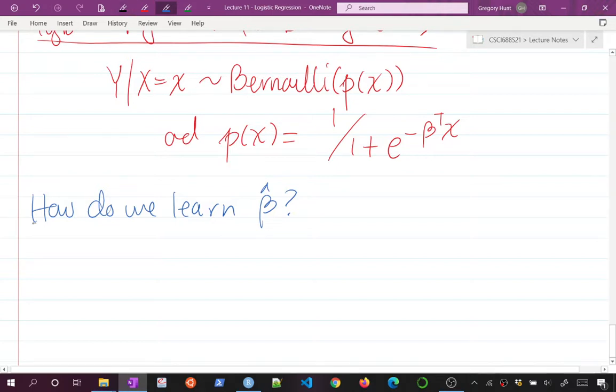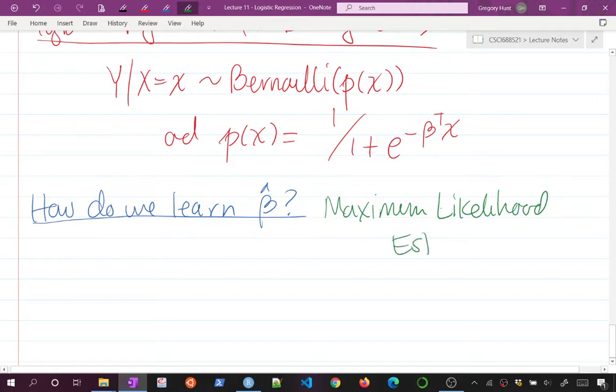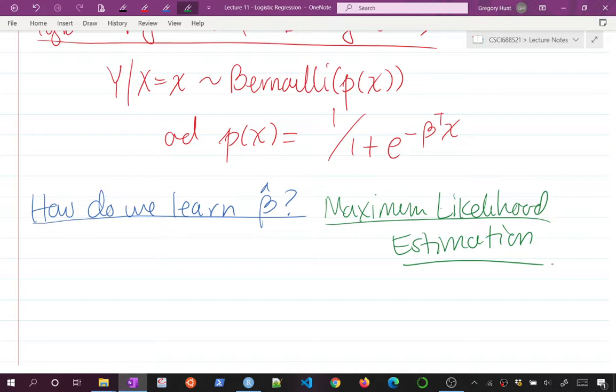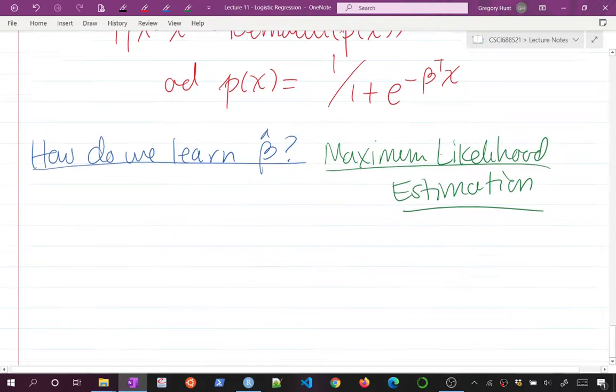And the way we do this is with what's called maximum likelihood estimation. If anyone has taken 452, this is something you've definitely come across. I guess that's not a formal requirement for this, but it's actually a pretty straightforward concept.